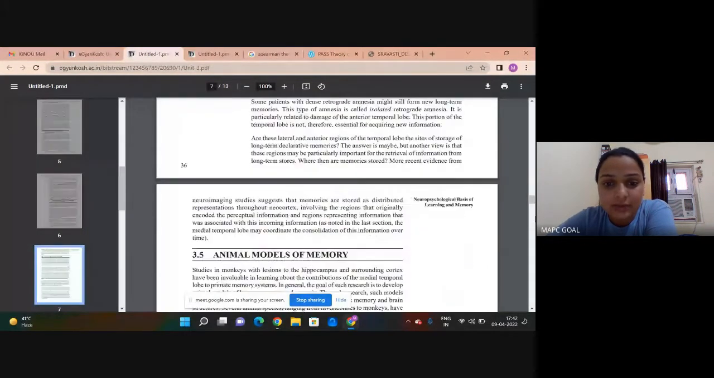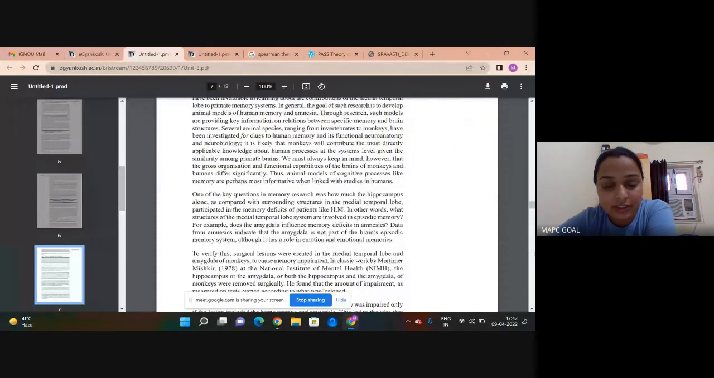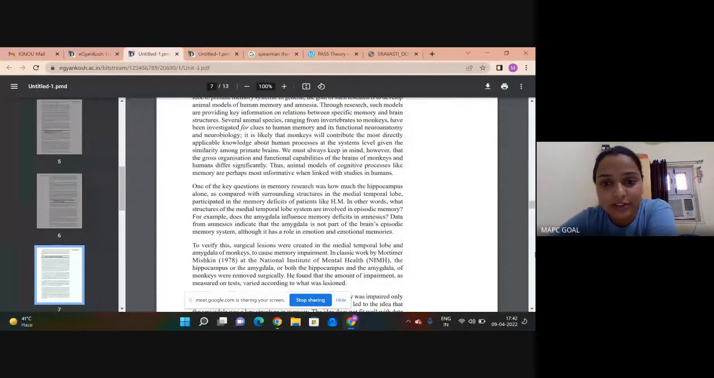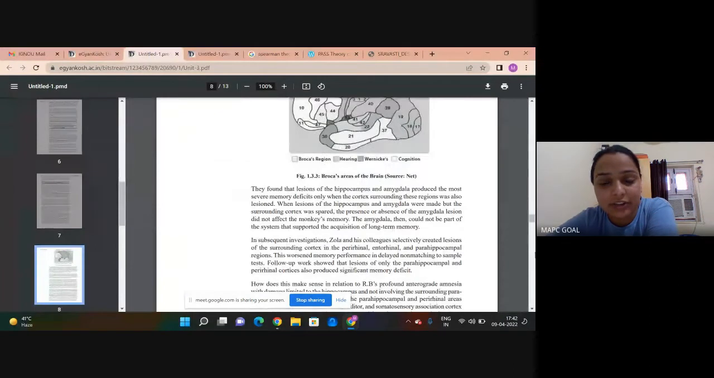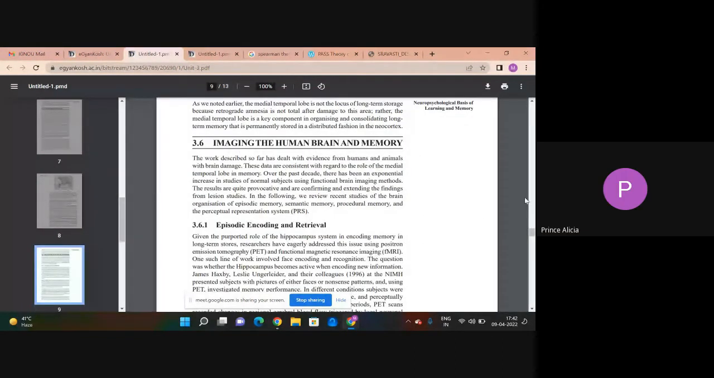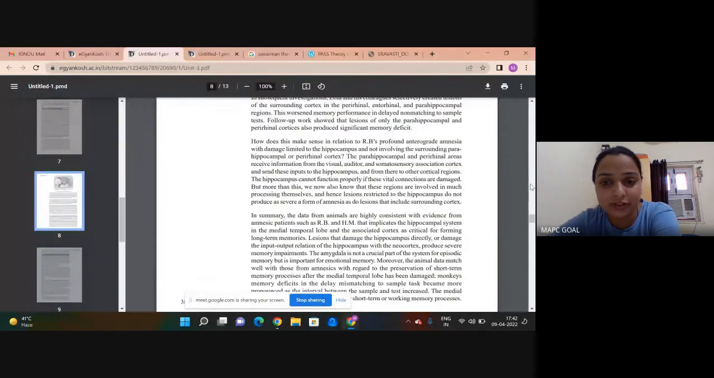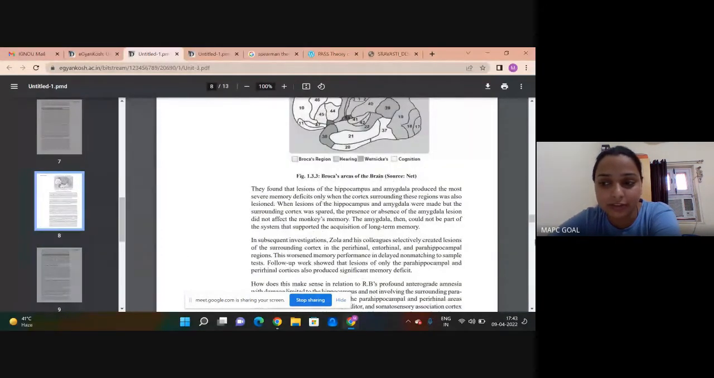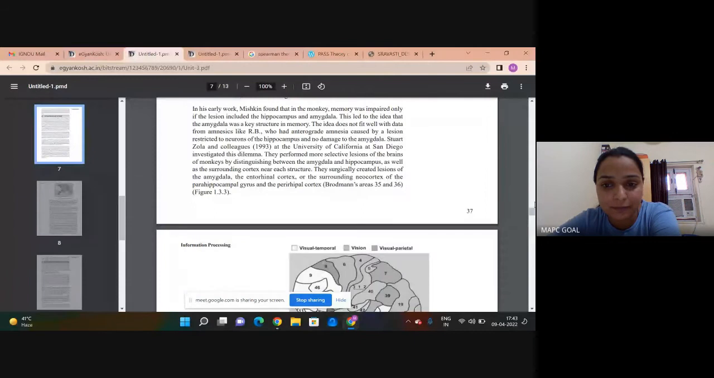Yeah, so this is what we discussed in the previous class. Did you all read this? Because they are general descriptions of the different kinds of research that have been done related to brain areas and brain regions. Did you read them? Yes, Miss. So can somebody give a quick review of this paragraph, the animal models of memory?